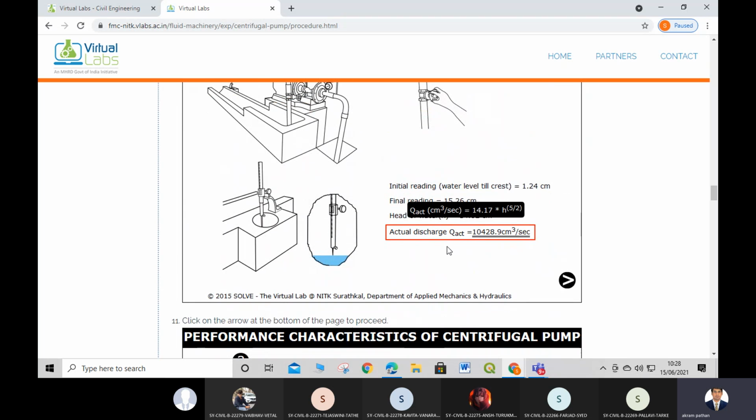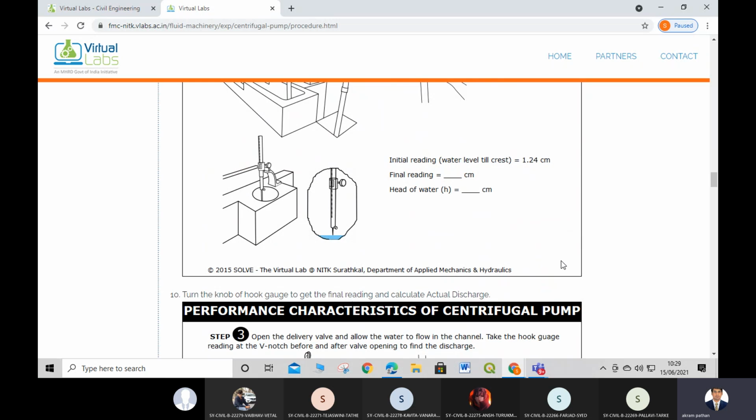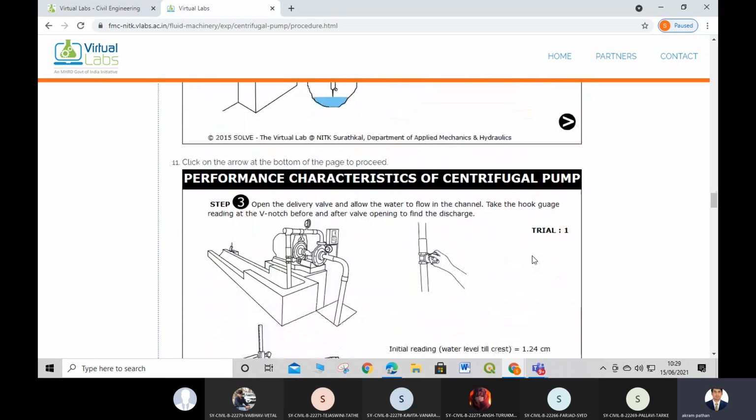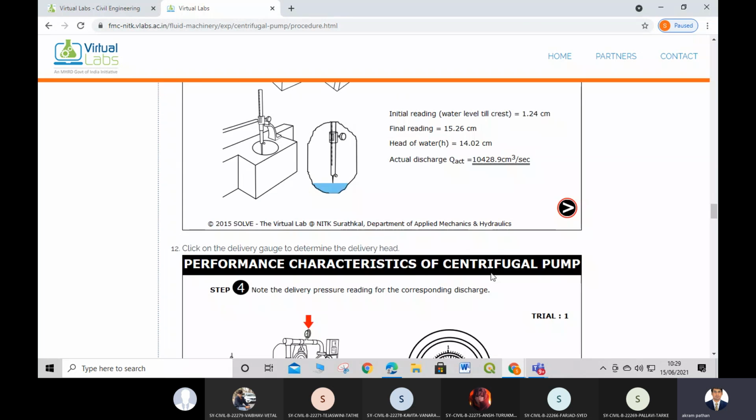Then we have a formula to find the actual discharge with the help of the V notch: 8 by 15 Cd tan theta by 2 under root 2g h raised to 5 by 2. So this is the h we have taken. This is the first trial result. This is the final reading. Then we have the head of water, and we can calculate the actual discharge.